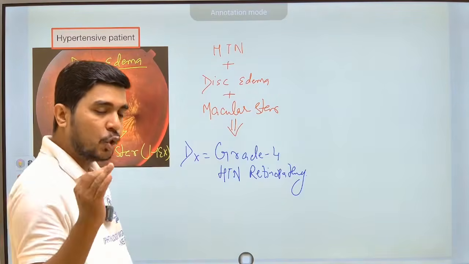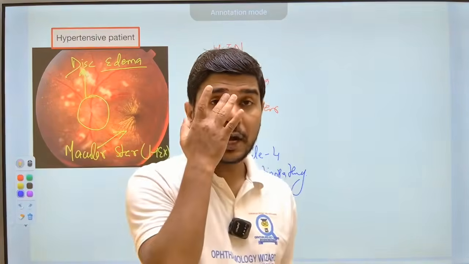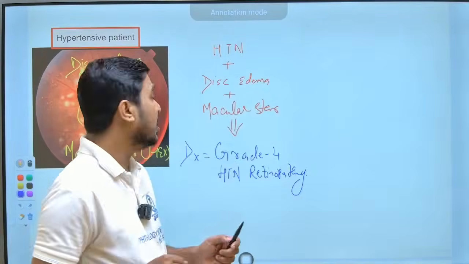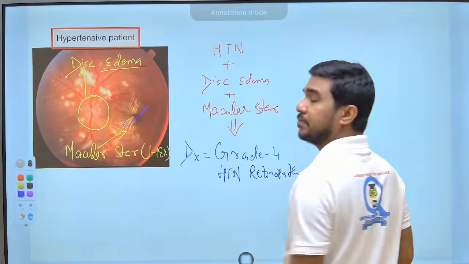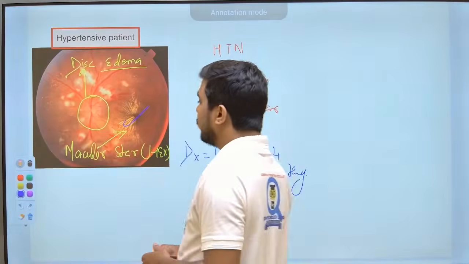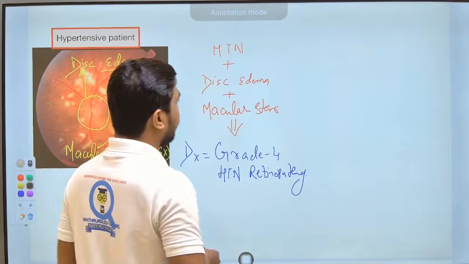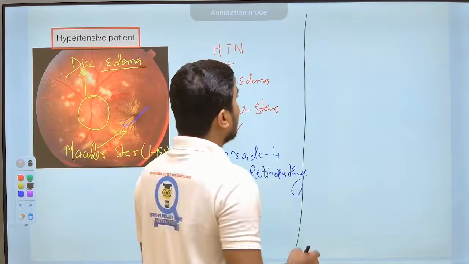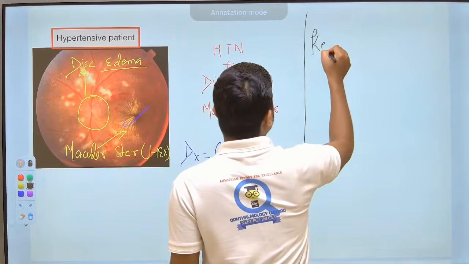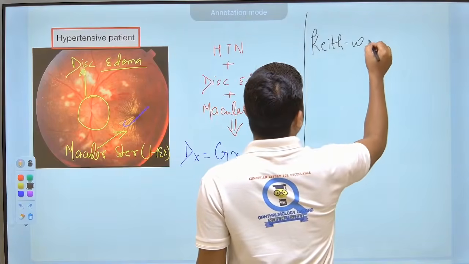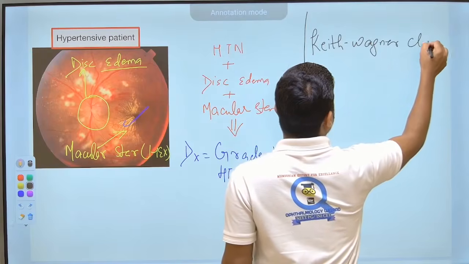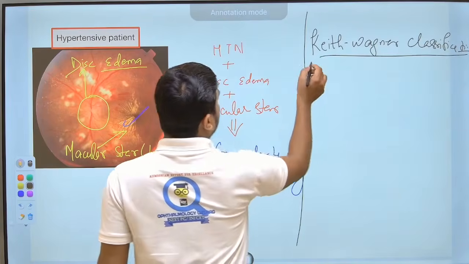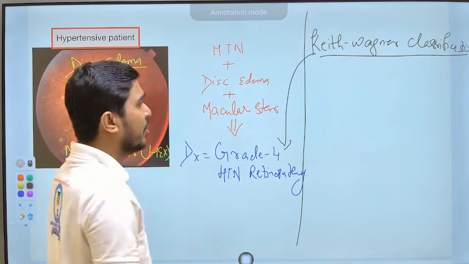So what you need to do in this condition is lower the blood pressure. You have to treat the hypertension. When you treat the hypertension, this picture will reverse. Believe me. Now, a few things related to this condition. There are so many classifications related to hypertensive retinopathy. The first classification that you should know is the Keith-Wagner classification. Okay, Keith-Wagner classification, and because of this classification, this grade 4 is there, right?